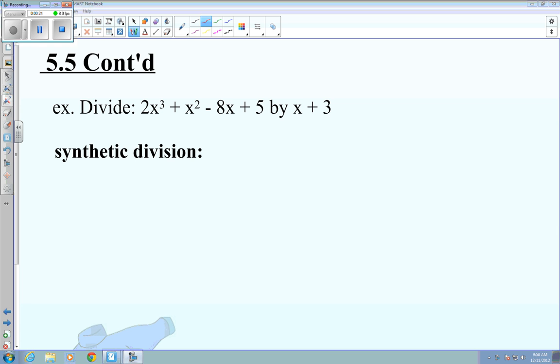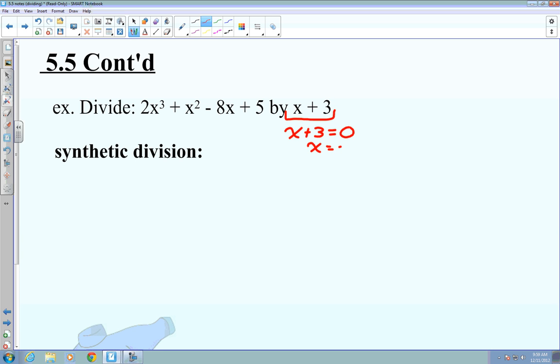The divisor has to look like this. You have just an x plus a constant. So it can't be x. Or it could be x minus a constant. Okay, so there can't be an x squared. It has to be just an x. Okay, nothing times the x plus a constant.